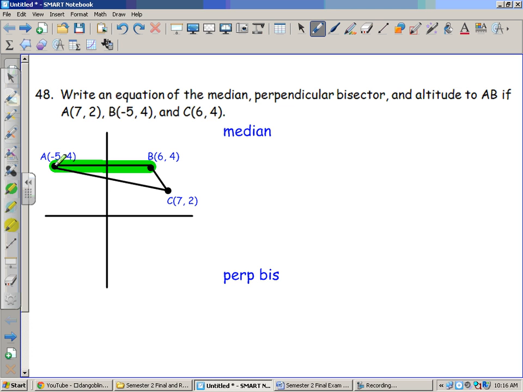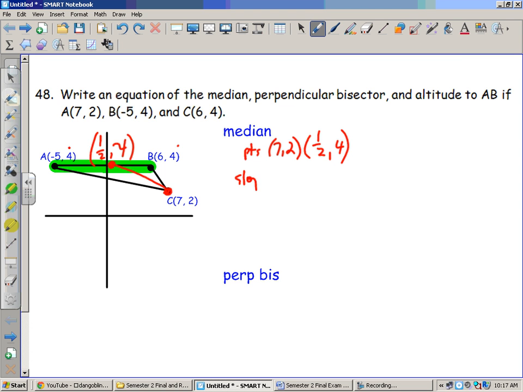The median uses the opposite vertex of AB and then the midpoint of AB. So those are my two points. The midpoint of AB is pretty easy. Using the midpoint formula, 5 plus 6 is 11, divided by 2 is 5.5, and 4 plus 4 is 8, divided by 2 is 4. So the midpoint is (1/2, 4). So my points are C, which is (7, 2), and the midpoint (1/2, 4). I connect these, and that's my median.